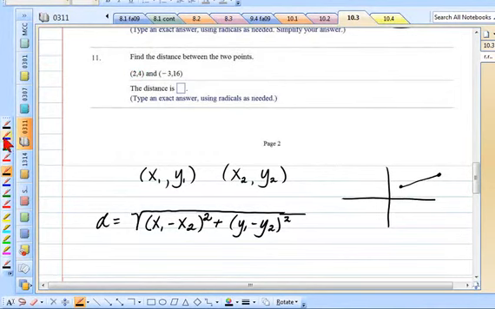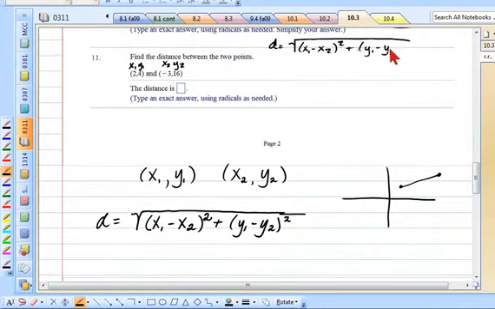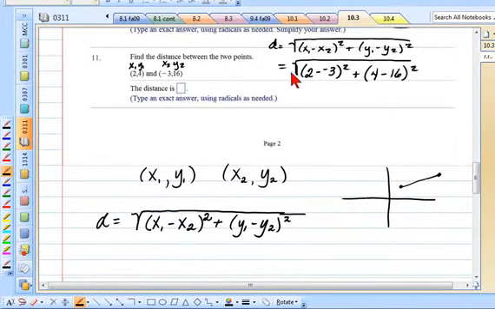I'm going to let the first point be x1, y1, and the second point, x2, y2. First point, second point. Distance is equal to the square root of x1 minus x2 quantity squared plus y1 minus y2 quantity squared. That will be a big long radical. 2 minus a negative 3 quantity squared plus 4 minus 16 quantity squared.